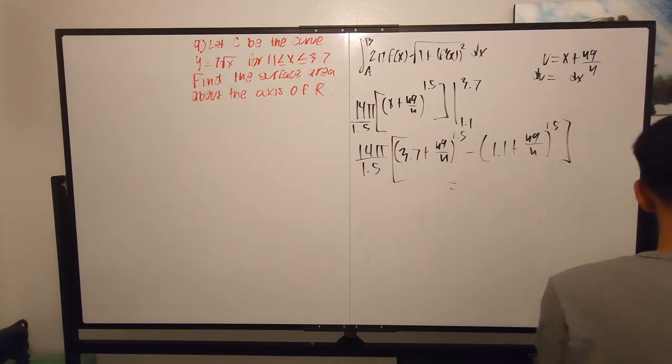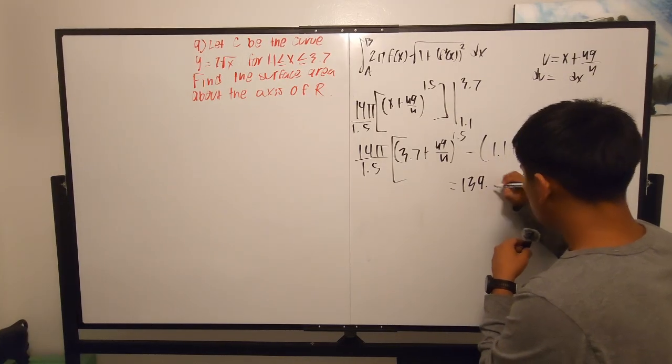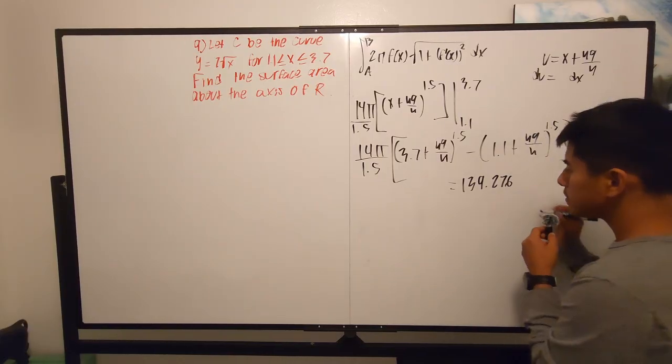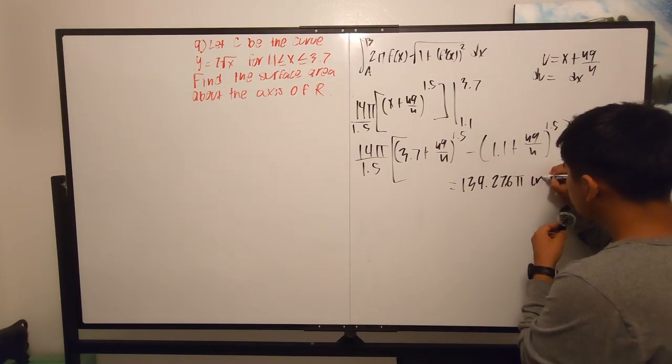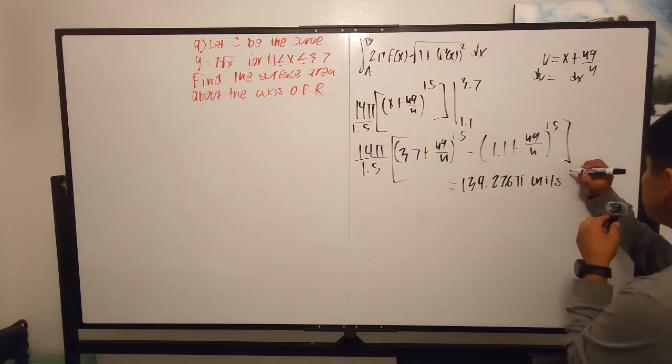And finally, you will get an answer of 139.276. There's other decimals, but I'm going to just cut it off right there. Times pi units. Since we're doing surface area, that's going to be units squared.